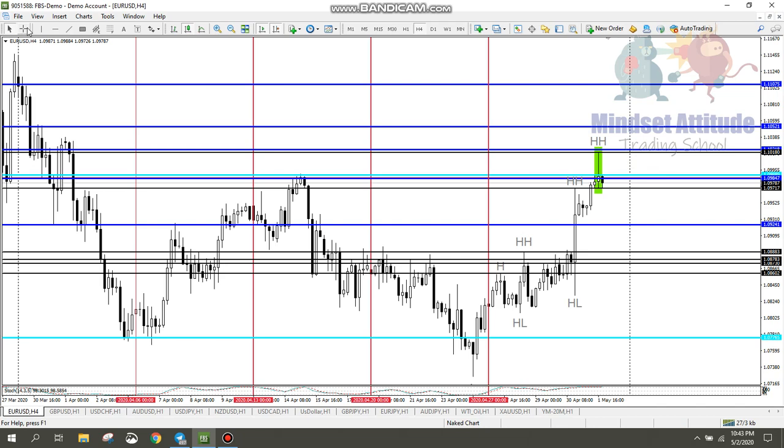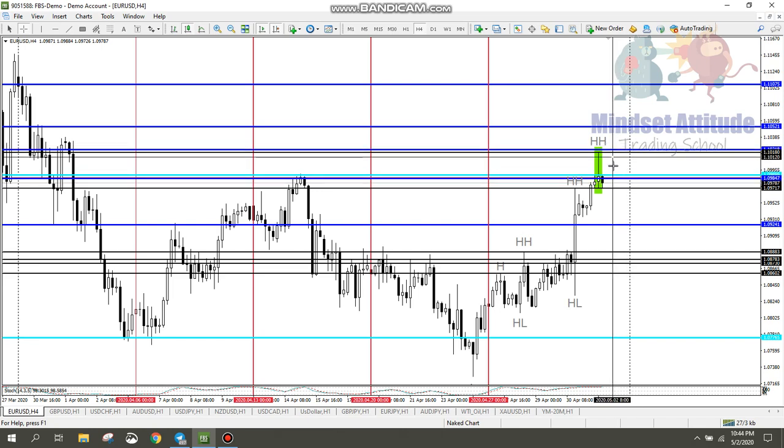So how would I enter this? On Monday, see where it opens. Let's say there's no gap or jump in the price on Monday itself. I would just place an immediate entry, an instant entry. My SL will be right above the pin.